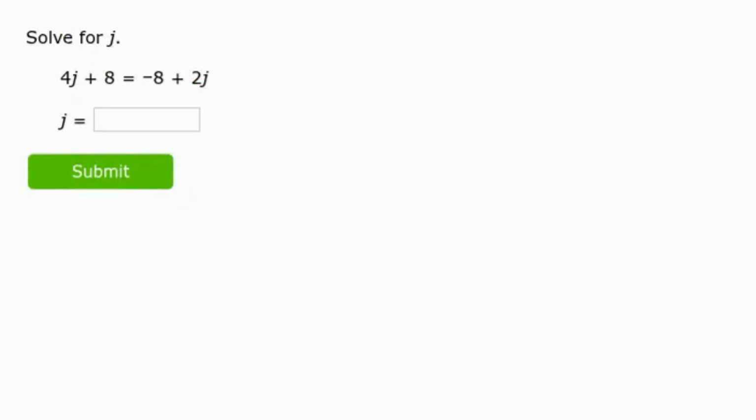Okay, here's our next question. 4j plus 8 equals minus 8 plus 2j. We have to solve for j. Before I start, make sure to pause the video so that you can solve the question first using the example from the last question. This question is pretty similar, just a little bit more complex.